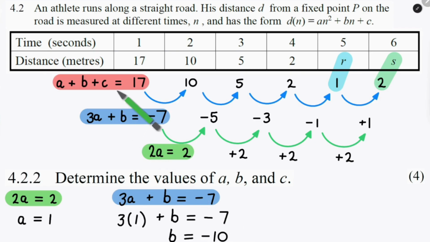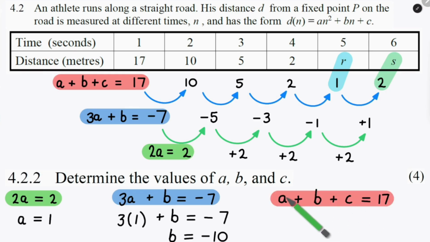Now we're going to grab our last equation. A plus b plus c equals 17. We're going to fill in a and b. A is a crispy little 1. B is that minus 10 over there. Let's fill them in. Okay, and then a plus and a minus will give me a minus. 1 minus 10 is minus 9. Take that minus 9 over. It becomes plus 9. 17 plus 9 will give you 26 for c.